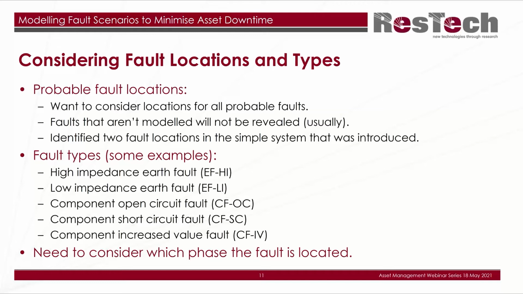Okay, so these are things like component failures where it goes open circuit, short circuit, or maybe a component value increases or decreases. So, for example, if you have a resistor in a VSD pre-charge circuit, that resistor might increase in value, and by increasing in value, that might cause the variable speed drive to misbehave, and we want to be able to determine that particular fault location. Okay, and also we need to consider which particular phase the fault is occurring in, in other words, A phase, B phase, or C phase.